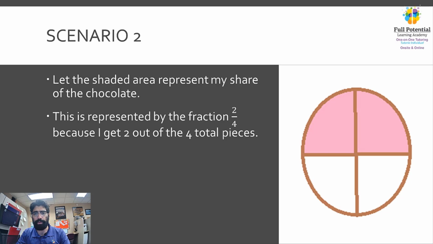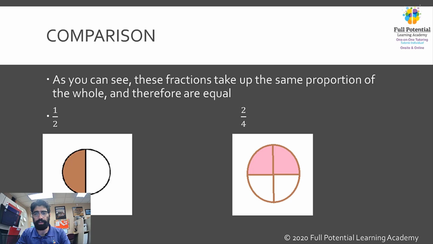As you can see from the graphic, both 1/2 and 2/4 are equal ratios, because an equal portion of the circle is shaded in each illustration. Both fractions are equal to 1/2 of the total.